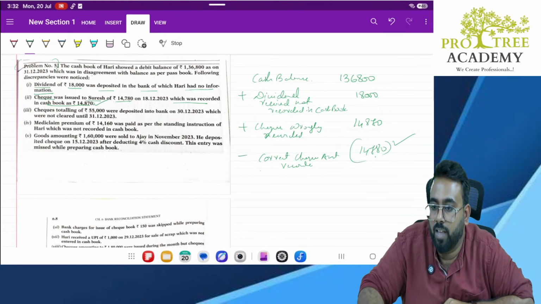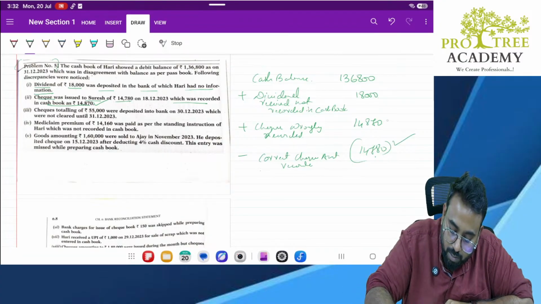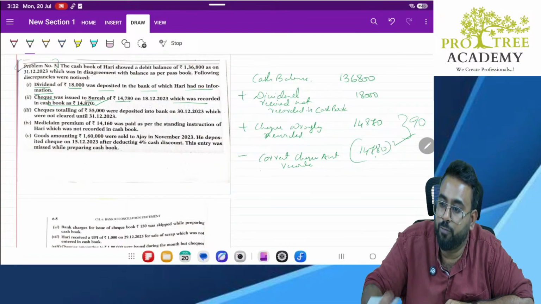Fine, no problem. I showed this because students should understand. Now you compare both. Plus is highest. The difference is how much? 90. And plus is higher. So net, if you want to record, you can record it at plus 90.